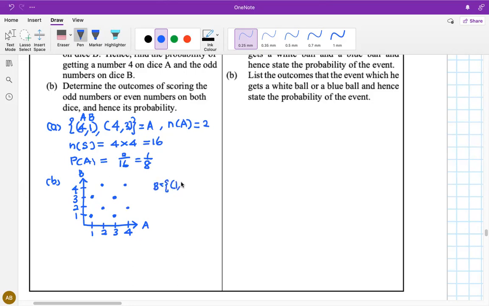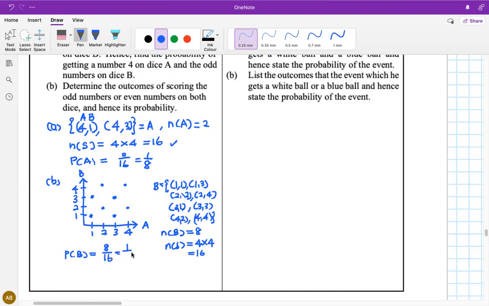So the outcome, let's say this is B. We write down 1, 1, 1, 3, 2, 2, 2, 4, and 3, 1, 3, 3, 4, 2, and 4, 4. Okay, so the number of B is 1, 2, 3, 4, 5, 6, 7, 8. So number of samples still the same, 16. Okay, so now samples is 4 by 4, 16. So therefore, our probability of getting event B is 8 over 16. That is 1 over 2.